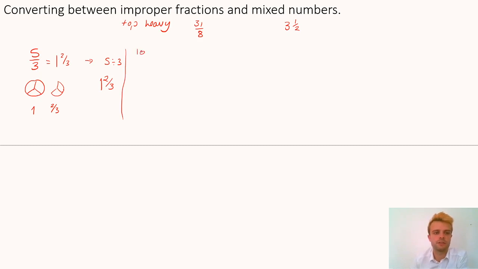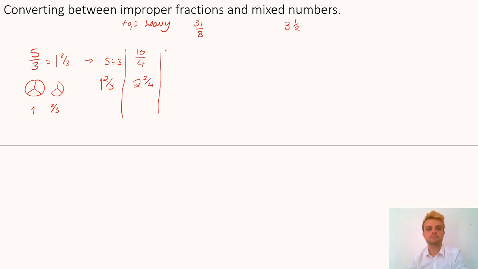Let's do 10 over 4 as a mixed number. Well, what's 10 divided by 4? How many 4s go into 10? 4, 8, 12. We can get 2 4s in 10. That takes us to 8, which means there's 2 out of 4 left over.